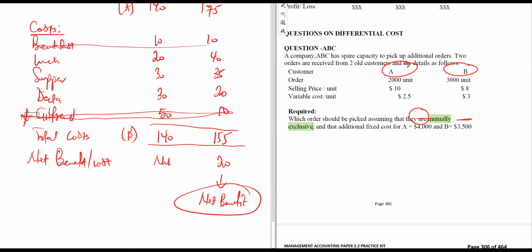Same for all. So if possible, don't include it. But in case you include it, it will still net off, right? It will still net off. So it doesn't really matter.